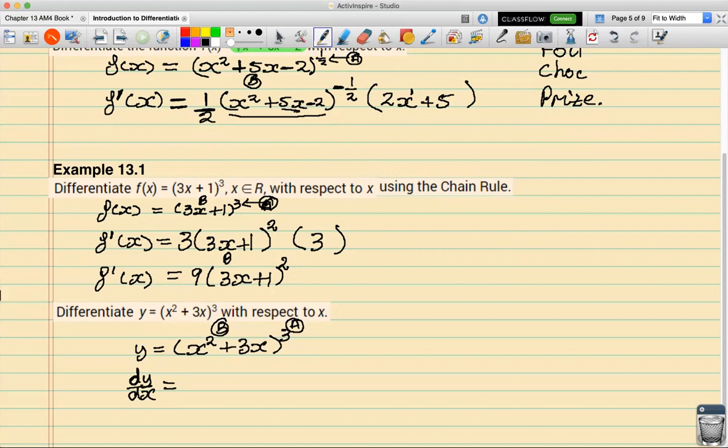We look at the outside function first. We look at the a. And then that means we're multiplying by the power, and we're putting the power down one. The inside bit does not change. And then we do a bracket, and then we differentiate the inside bit and write the answer in here. So that's going to be 2x plus 3. And that is the end of the problem. Moving on.